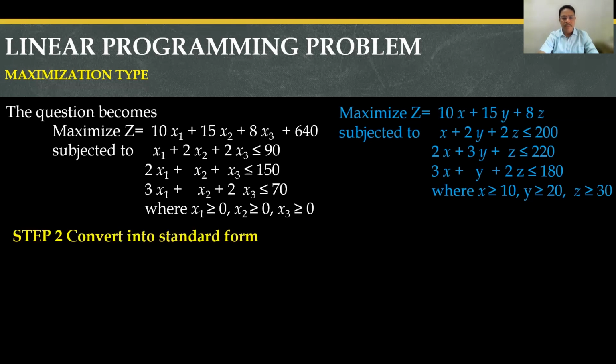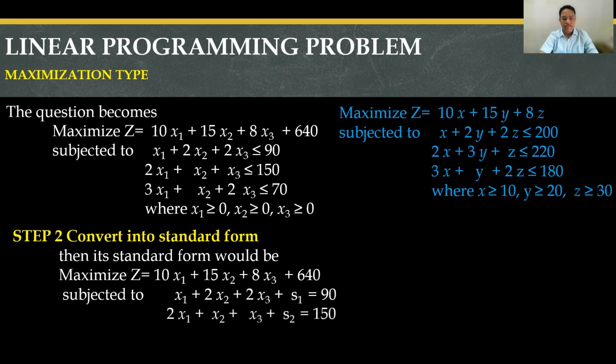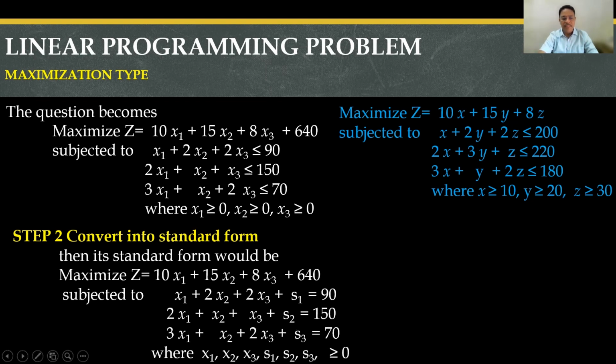Now we'll convert this into standard form. What do we mean by converting into standard form? Removing the inequalities and adding slack, surplus, or artificial variables. Since all three constraints are of less than or equal to type, in every constraint we have to add a slack variable. After we add the slack variables, we get the three constraints converted into equations, and the non-negativity restrictions as x1, x2, x3, and s1, s2, s3 greater than or equal to 0.